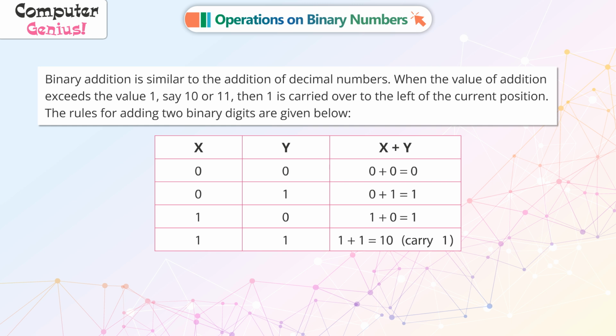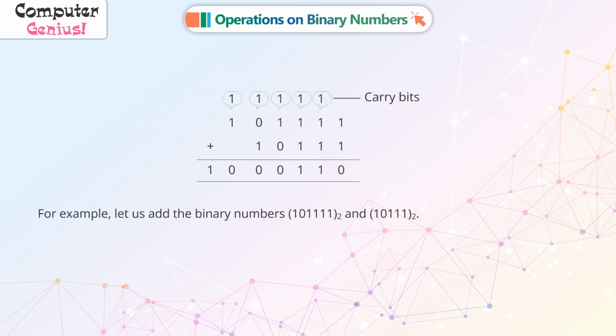X, Y, X plus Y. 0, 0, 0 plus 0 is equal to 0. 0, 1, 0 plus 1 is equal to 1. 1, 0, 1 plus 0 is equal to 1. 1, 1, 1 plus 1 is equal to 10. Carry 1.